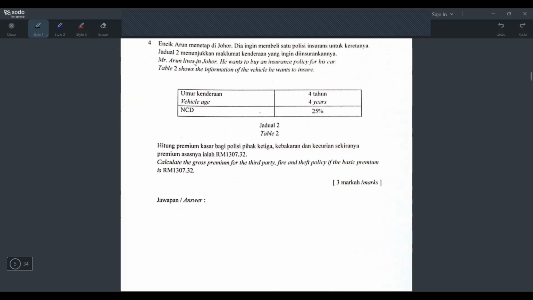Okay, number 4. Mr. Arum lives in Johor. He wants to buy an insurance policy for his car. Table 2 shows the information of the vehicle he wants to insure. So the vehicle age is not important. NCD is 25%.